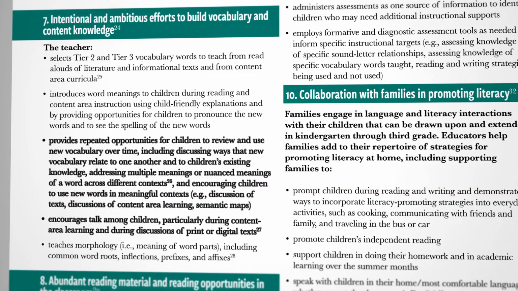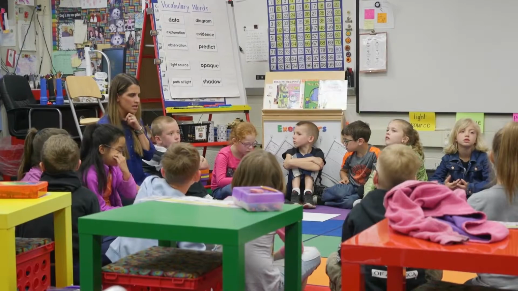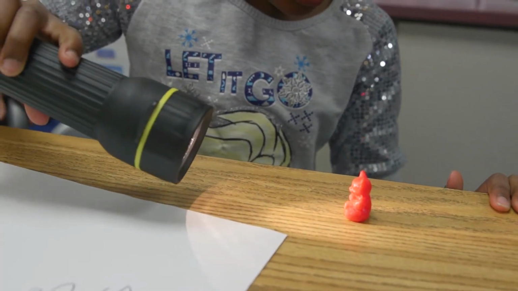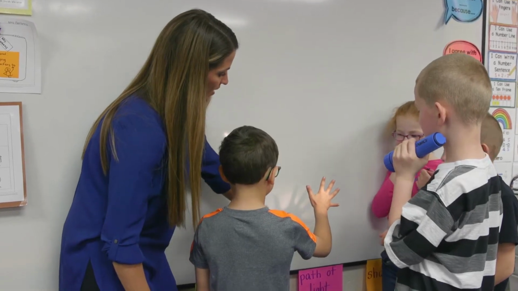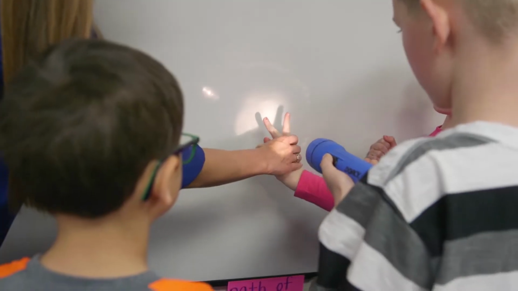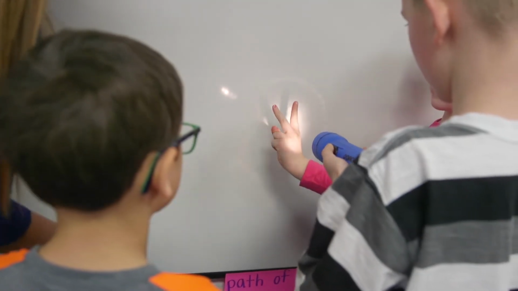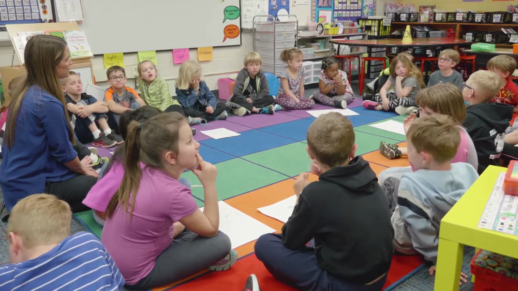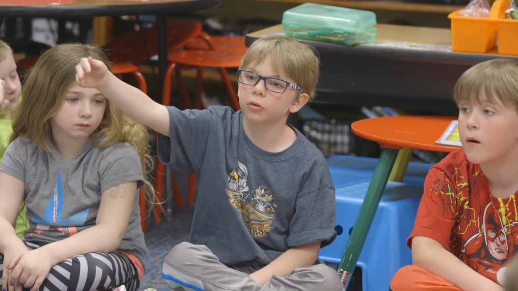When teachers engage in intentional and ambitious efforts to build vocabulary and content knowledge, they support students' literacy learning. In this classroom, children have been learning about light and shadow through books and explorations for several weeks. In today's follow-up discussion, the goals are to encourage talk among children and for children to review and use new vocabulary in a meaningful context.